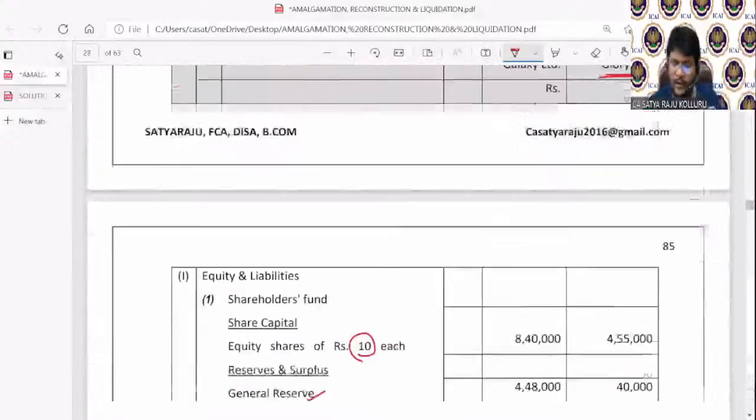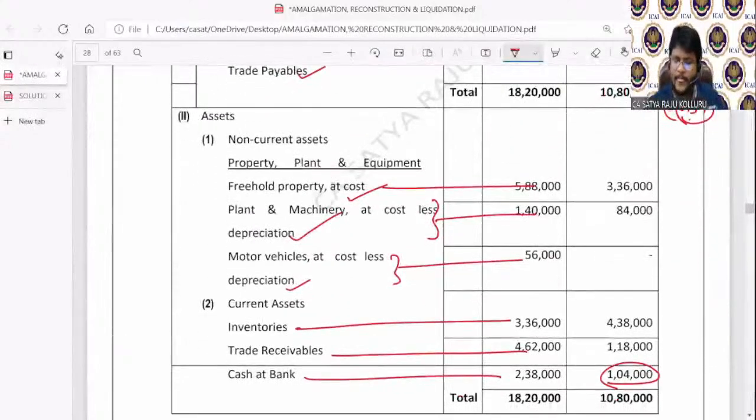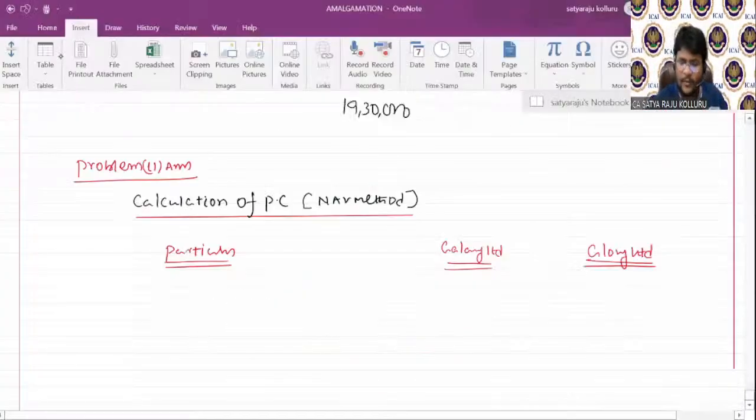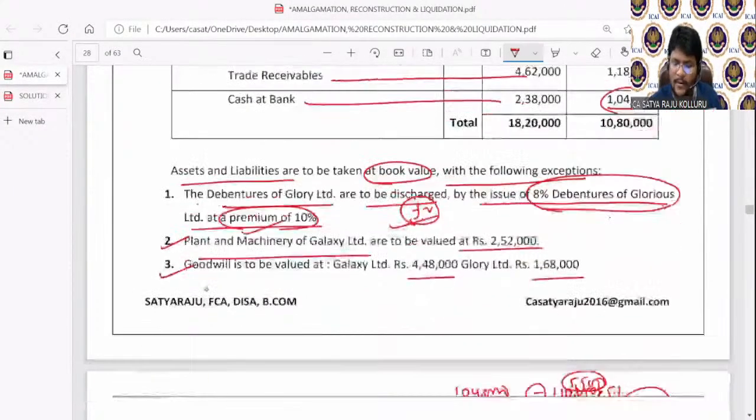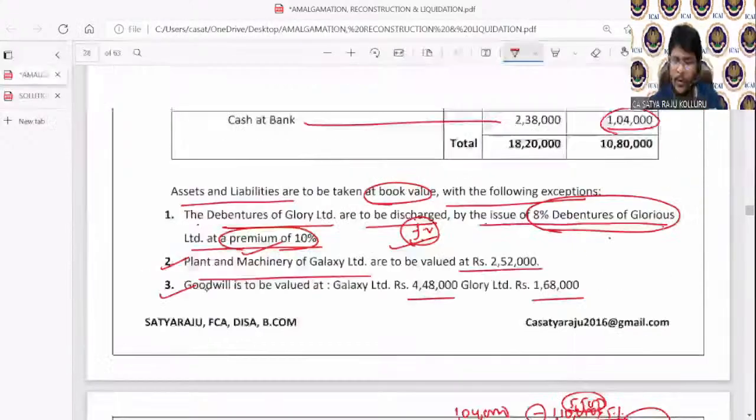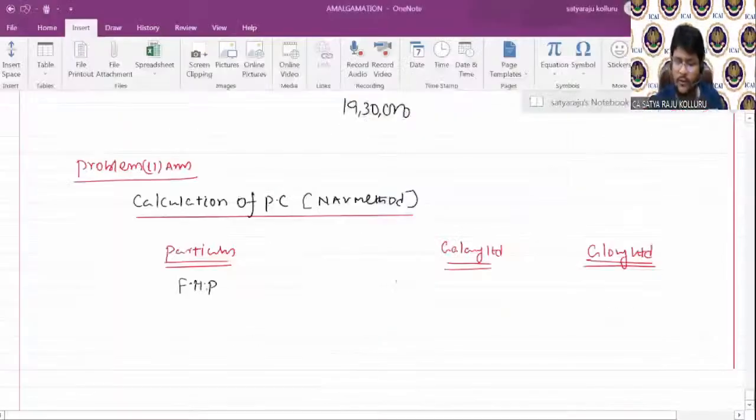One by one, if you observe, coming to the assets, all the assets are taken over. Freehold property: how much is it? Only plant and machinery is taken over at other than book value. Remaining all are at book values only. 5,88,000, 3,36,000.